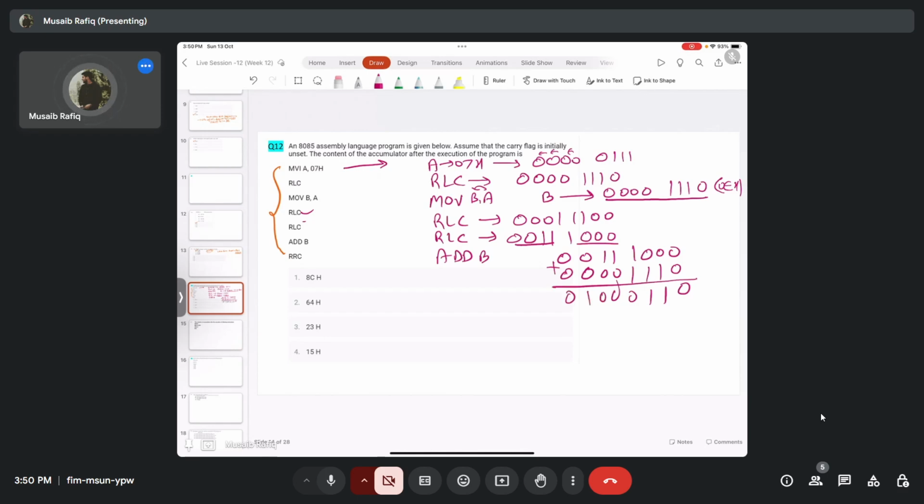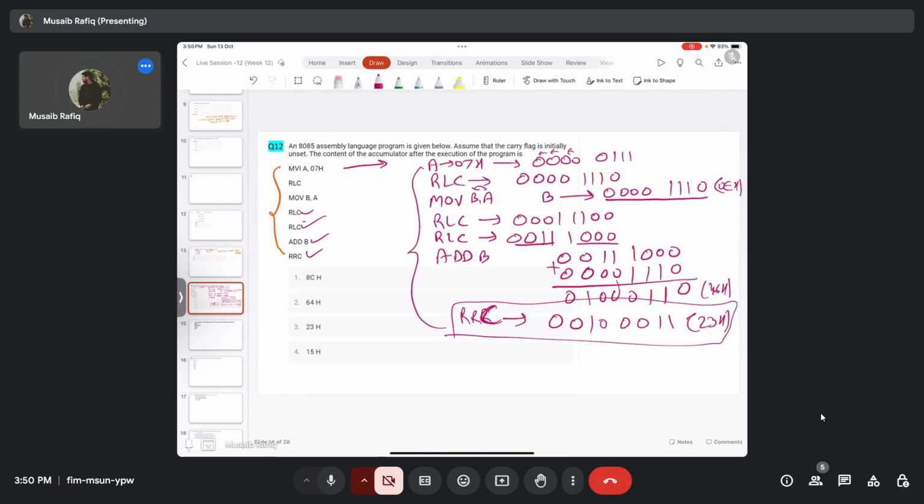So that is 46 hex. And finally I have RRC, so one bit shift operation will be happening towards the right, so it is 00100011, so it is 23 hex. So after the execution of the following program, I have my contents of accumulator as 23 hex, and that is option 3.